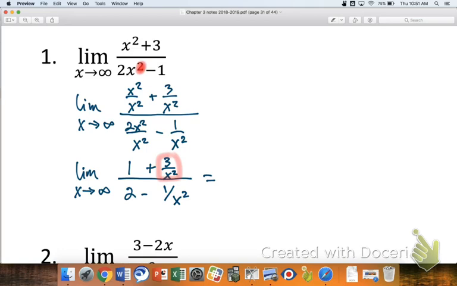So I'm going to say this equals 1 plus 0 over, let's do the same thing in the denominator. The 2 doesn't go anywhere. If I evaluate the limit as x approaches infinity of 1 over x squared, again, top held constant, denominator getting really large, what is that fraction heading towards? Heading towards 0. 1 plus 0 is 1, 2 minus 0 is 2. I end up with 1/2.